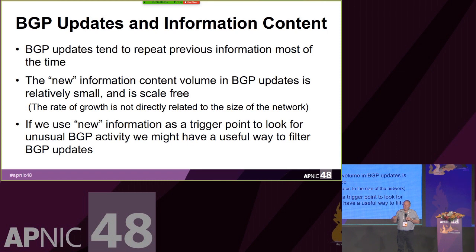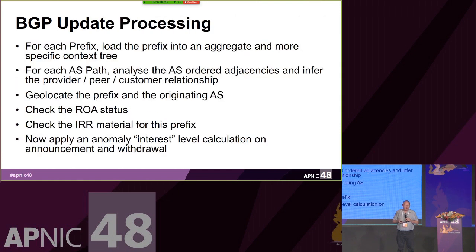So we're now starting to get some clues about trying to look for anomalies. And I have lots of time. BGP updates are basically boring, because they tell you nothing you didn't already know. They just repeat the same old information. The new information is small, and it doesn't matter how big the size of the routing table is. It's scale-free. So if we're looking for anomalies, maybe we should look for prefixes I've never seen before and AS paths that have adjacencies that I've never seen before. And maybe that might give us a clue about when folk are trying to be ultra-inventive in BGP and telling you lies.